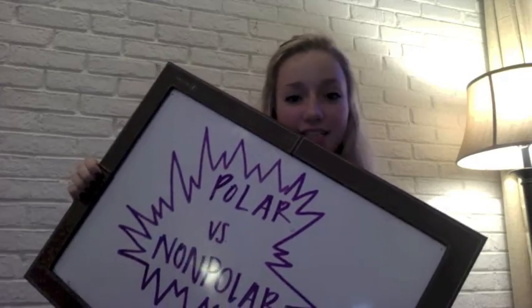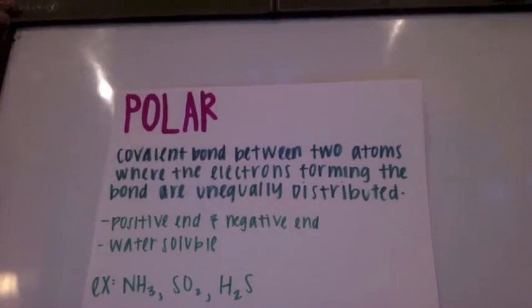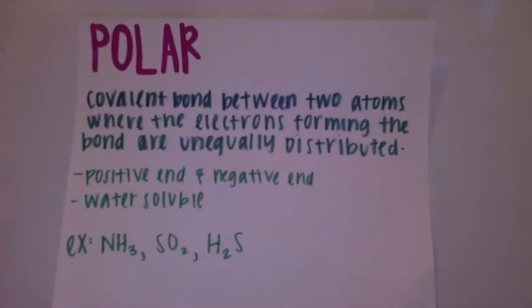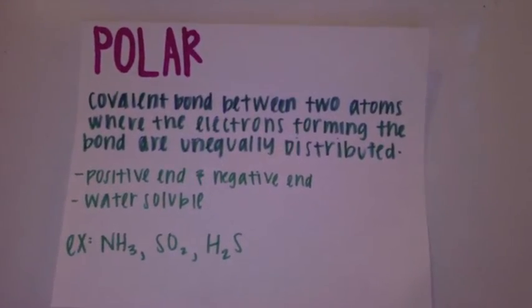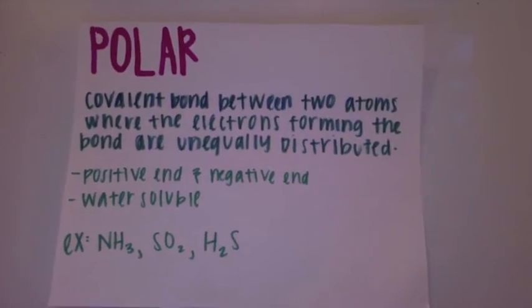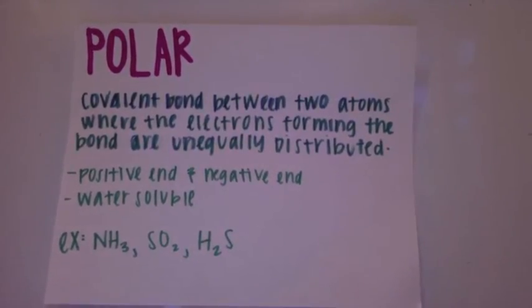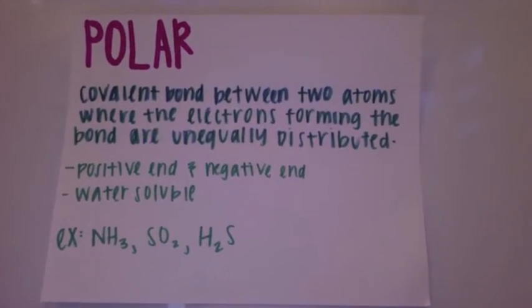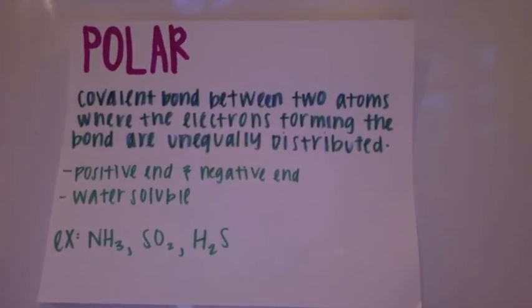Now we're going to discuss polar versus nonpolar. Polar is a covalent bond between 2 atoms where the electrons forming the bonds are unequally distributed. There's a positive and negative end, and it's water-soluble. Some examples are ammonia, sulfur dioxide, and hydrogen sulfide.